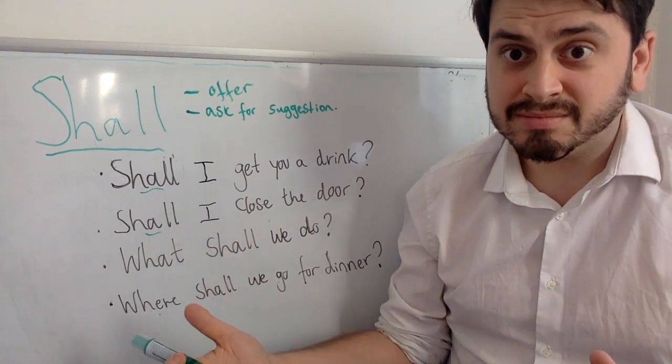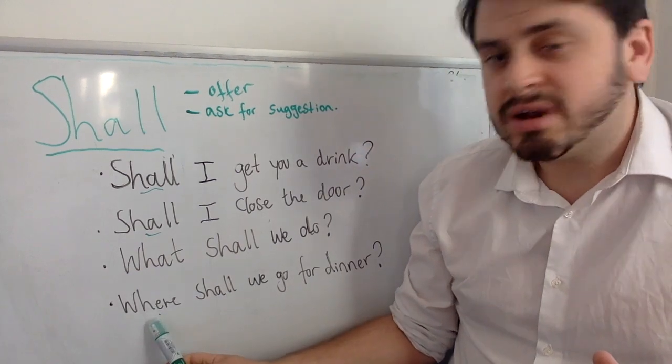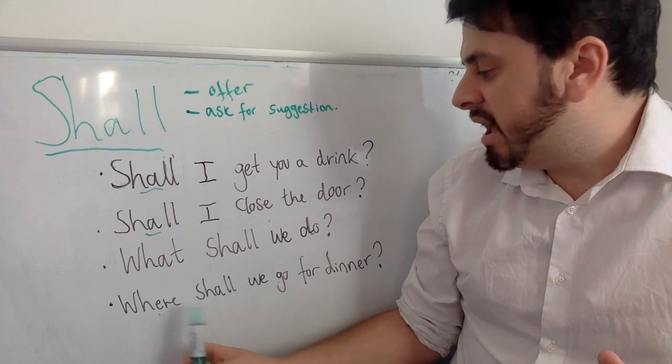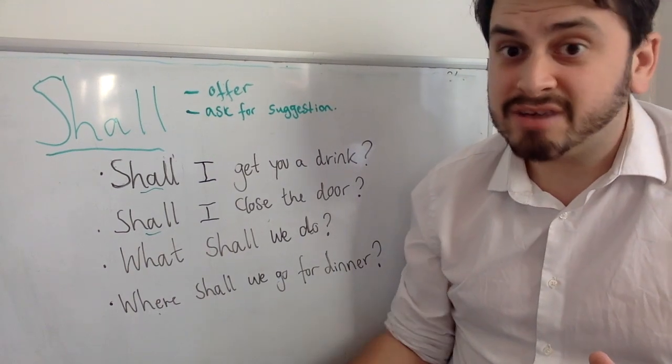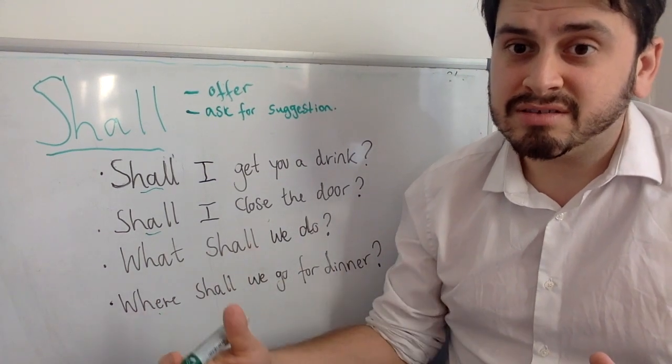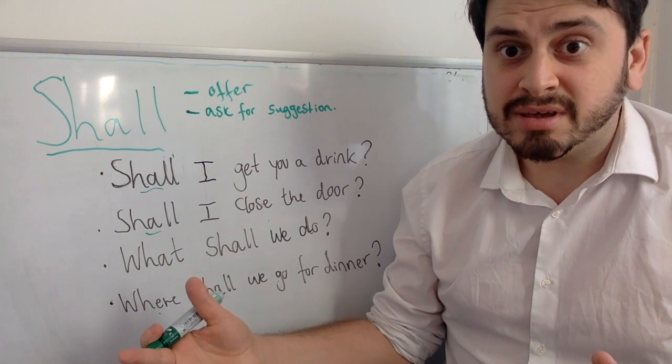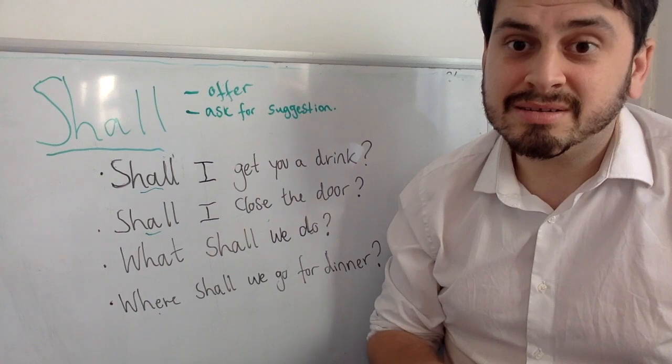What shall we do? Now this one is more precise because it's using where, and we've got where shall we go for dinner? Where shall we go for dinner? So I'm asking somebody, another person who I'm going to go to dinner with, where shall we go? Where shall we eat? I don't know. Do you know?